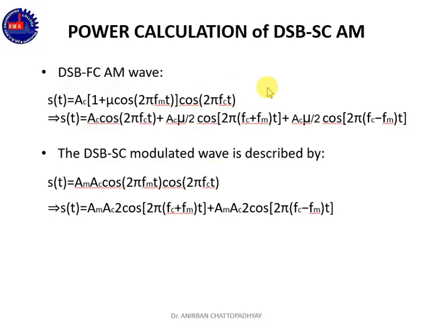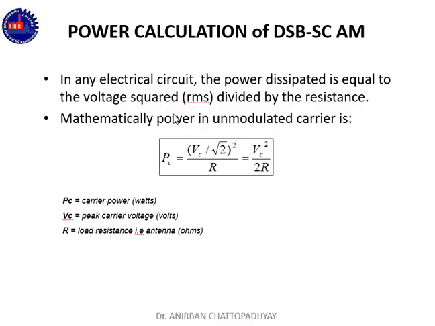So now we intend to determine the DSBSC power calculation, because if we want to design, the main important thing is to determine the power consumption. As we know, to determine the carrier power, Pc is equal to (Vc/root 2) whole square by R, where Pc is the carrier power, Vc we assume is the peak carrier voltage, Vc by root 2 is nothing but the RMS voltage as we all know, and R is the load resistance or antenna ohm. So Pc will be Vc square by 2R.